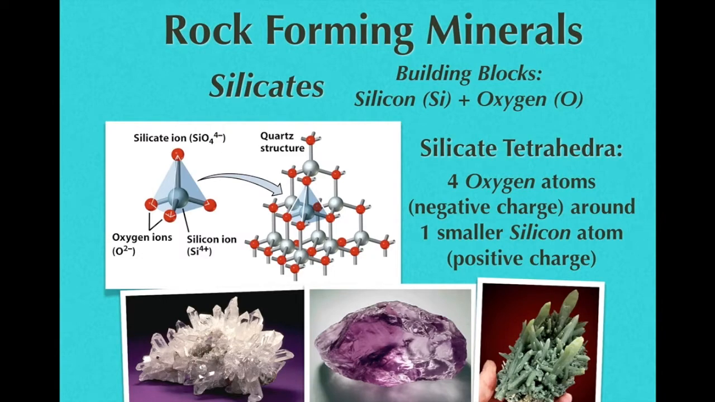In silicates, the building blocks of the minerals are silicon and oxygen, and typically they're in the form of a silicate tetrahedron, where there are 4 oxygen atoms with one smaller silicon atom. They form these tetrahedra, and that makes their shape. So if you notice, we've got our SiO4, that is the building block of the silicate minerals.